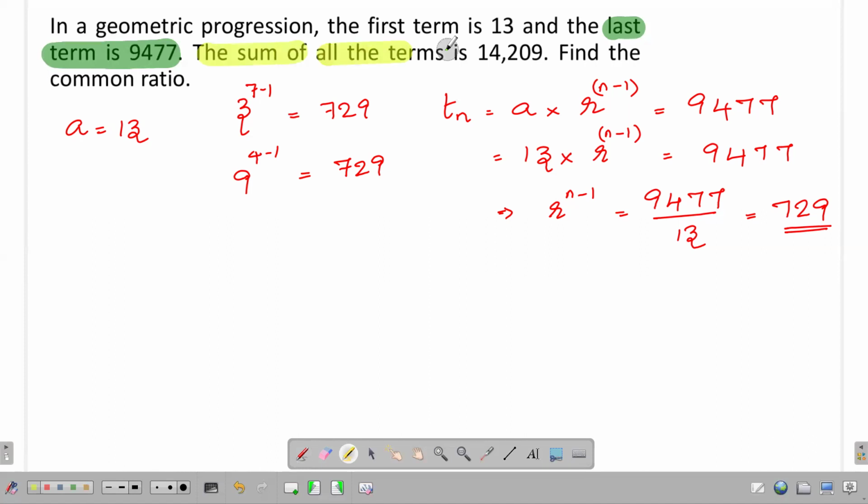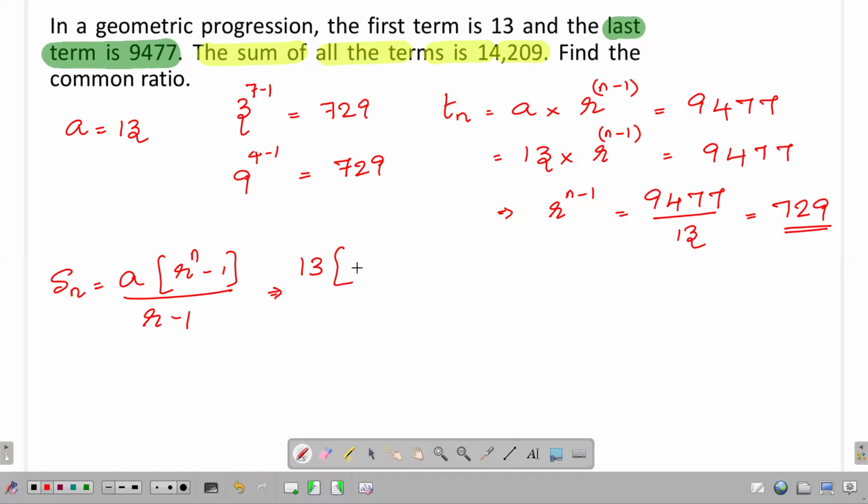The sum of all the n terms is given as 14209. Sum to n terms is given by a into r power n minus 1 by r minus 1. Substituting the values here, a is equal to 13, so 13 times r power n minus 1 divided by r minus 1 is equal to 14209. It is given that the sum of all the terms is 14209. So this gets me the result.